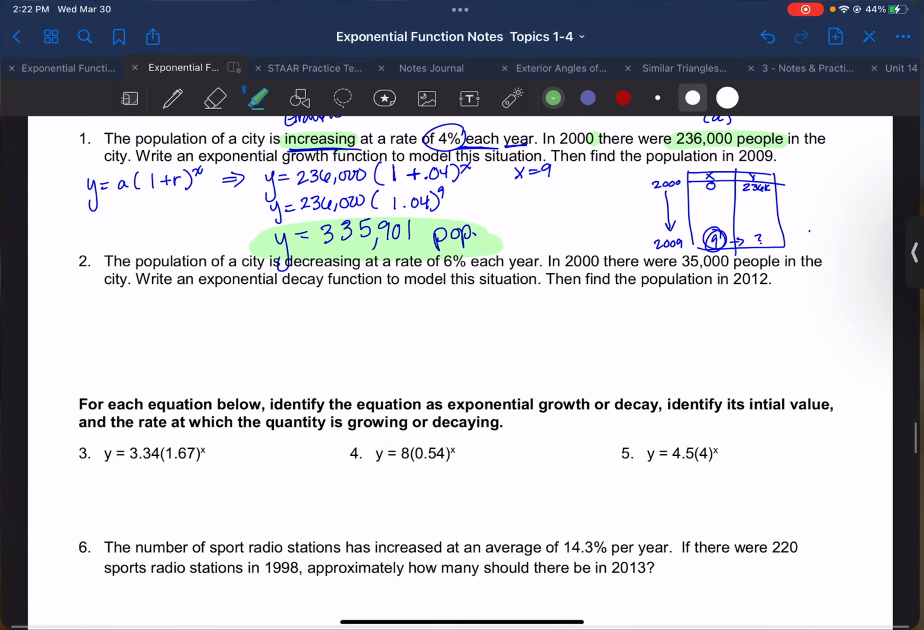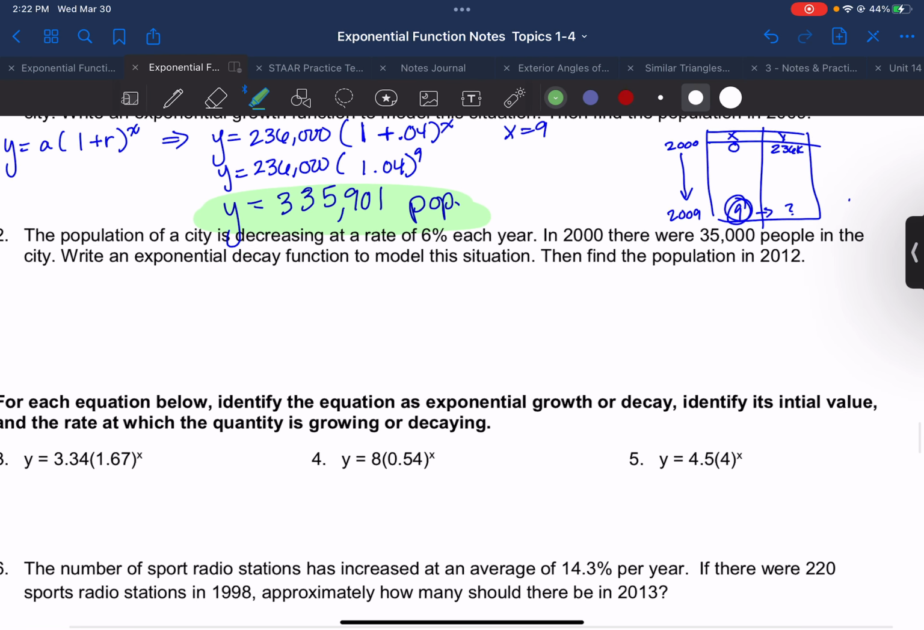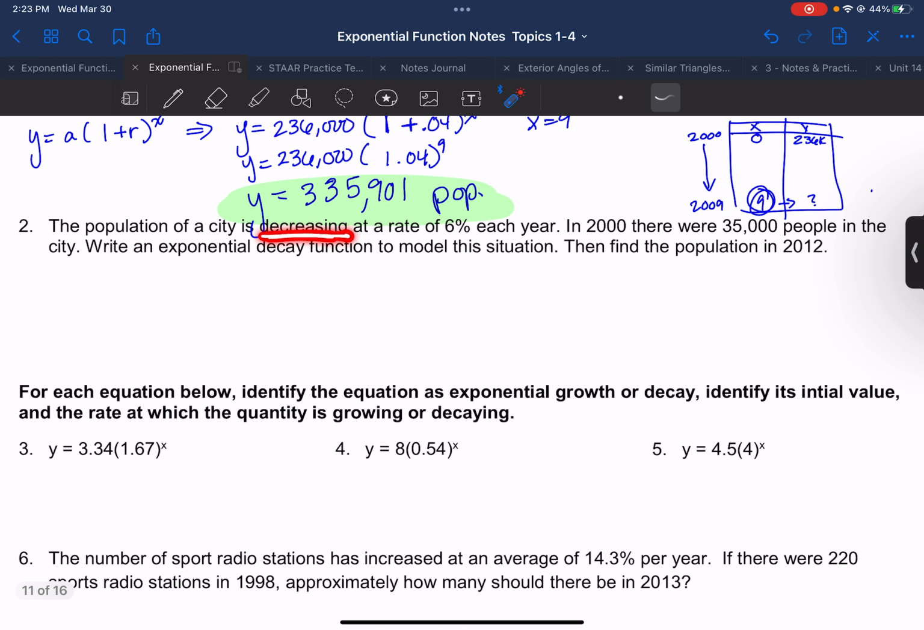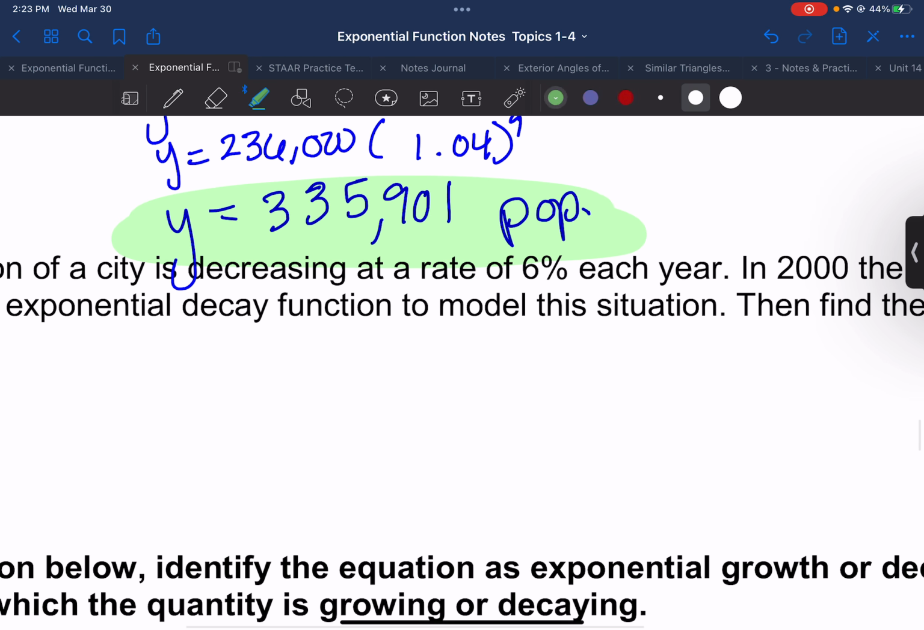All right, so let's do the next one. It says, the population of a city is decreasing, hint, hint, right here. Decreasing, what does decreasing mean? This means it's going to be a decay function, right? It's going to be a decaying function.